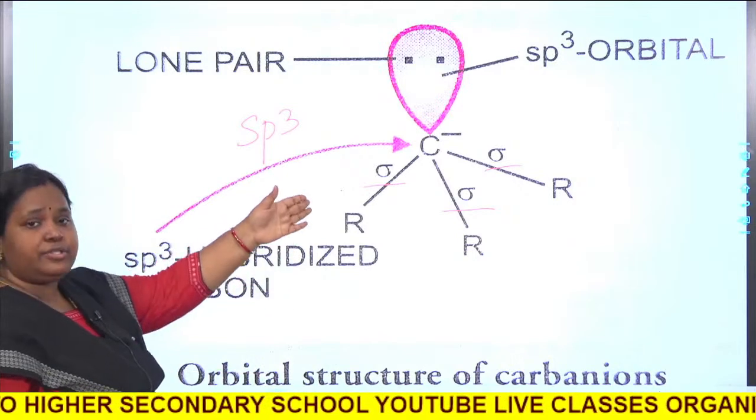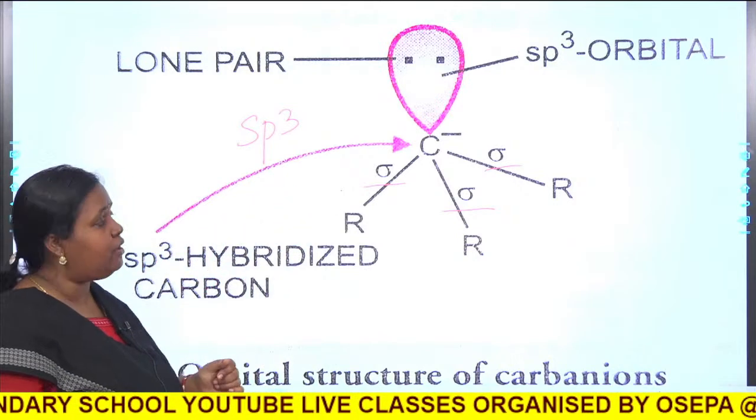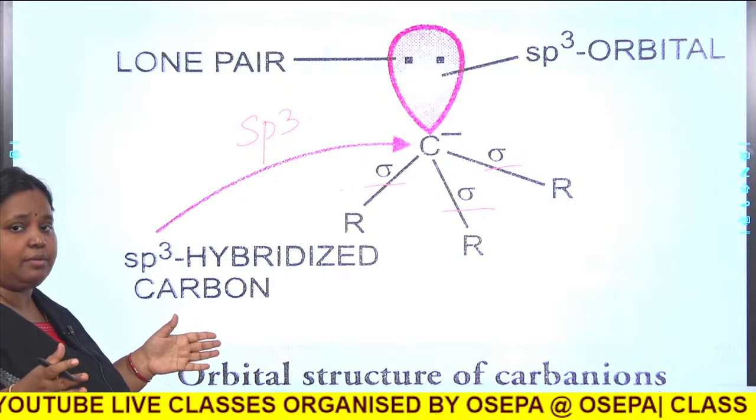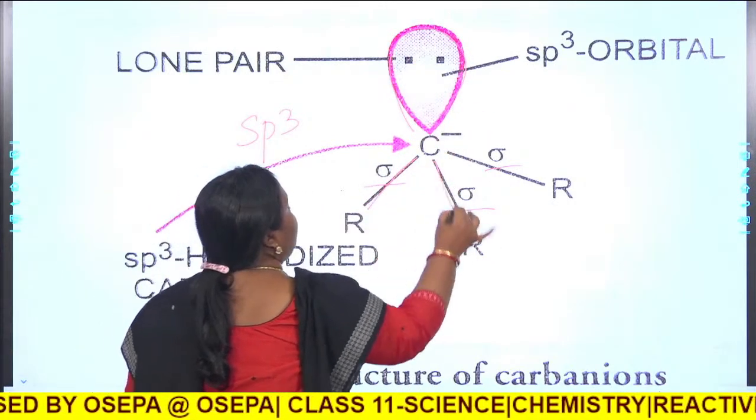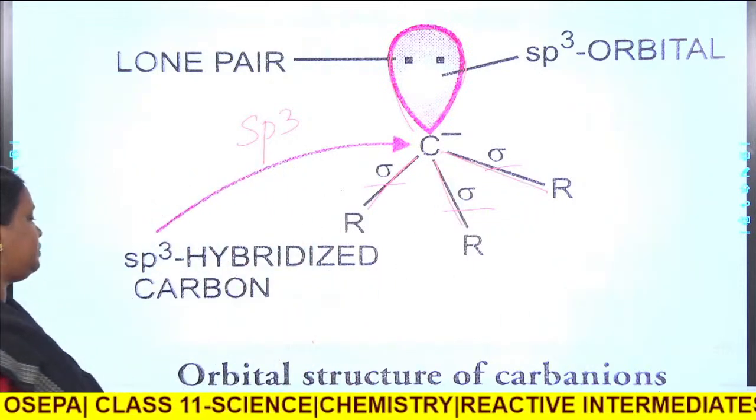That is a pyramidal structure. Its structure is similar to that of ammonia. Here there is the lone pair, and here 1, 2, 3. This is the structure of the carbanion.